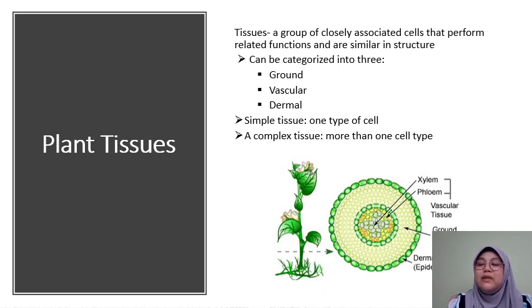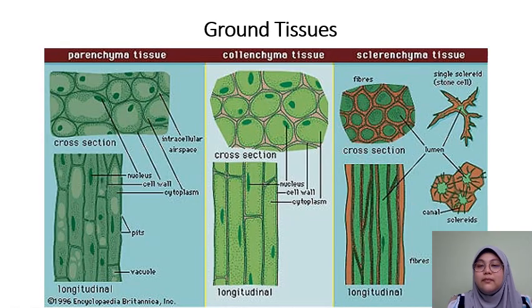So, these tissues can actually be divided into simple tissue, meaning that they only have one type of cell, and also complex tissue, which can have more than one type of cell. Ground tissue. Okay, so ground tissue are tissues that are neither dermal or vascular. It can be divided into three types based on the nature of the cell walls.